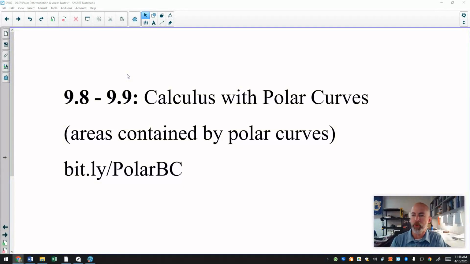All right, let's look at polar curves in AP Calculus, specifically AP Calculus BC, and we're going to look at areas contained by polar curves in this lesson.